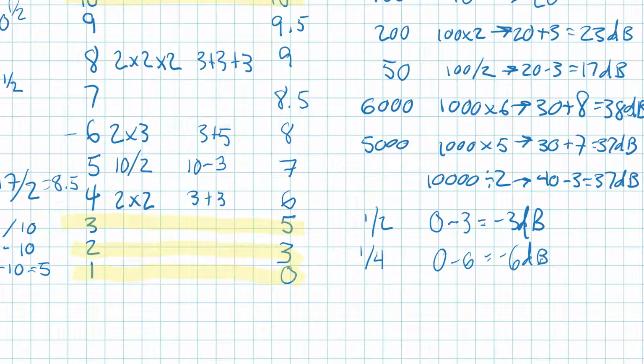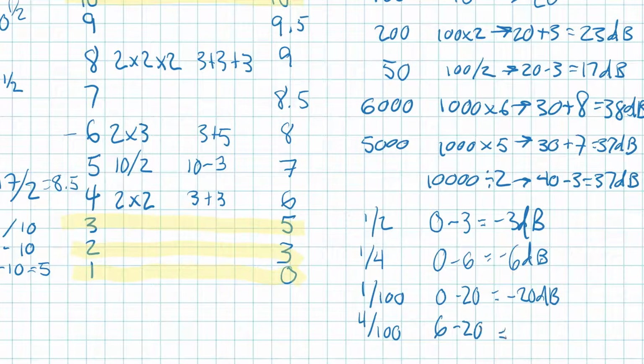Let's try 100th. That just gives us 0 minus 20, minus 20 dB. And now what if we have a different value in the numerator? It works the same way, work right through the division and get 6 minus 20 in this case gives us minus 14 dB.